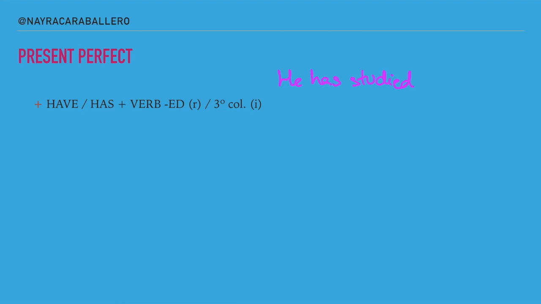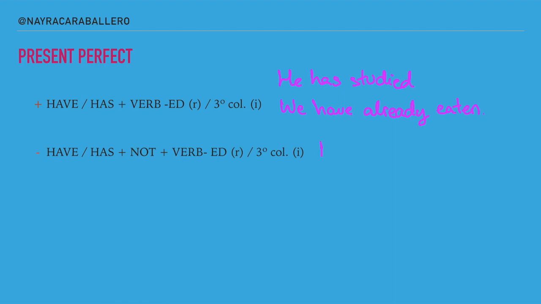And if we use an irregular verb, it would be, for example, we have already eaten. It is irregular, so the third column of it, eaten. We have already eaten. In the negative, we just add not between the auxiliary verb and the main verb.